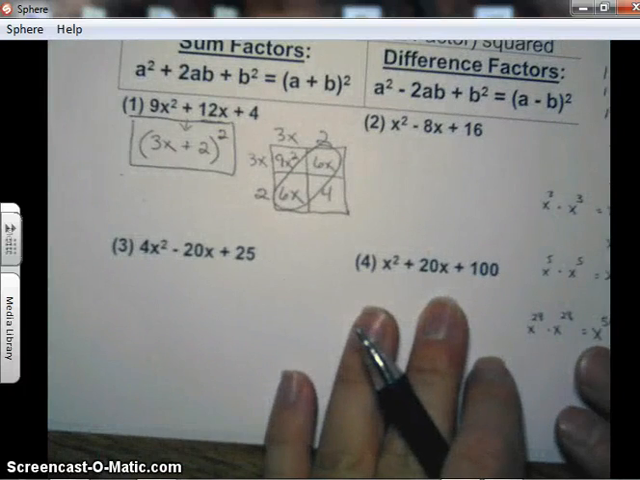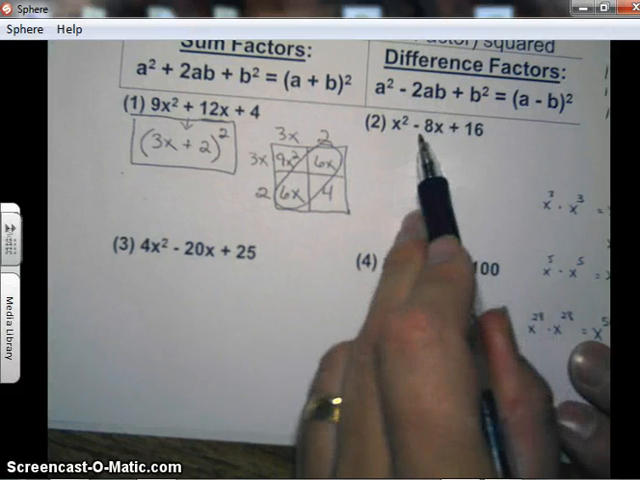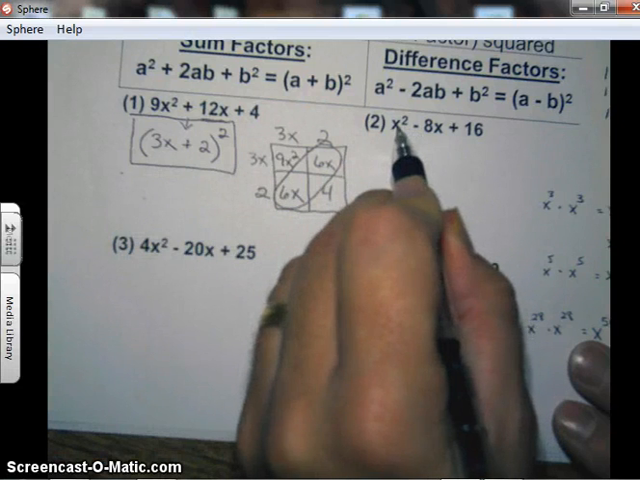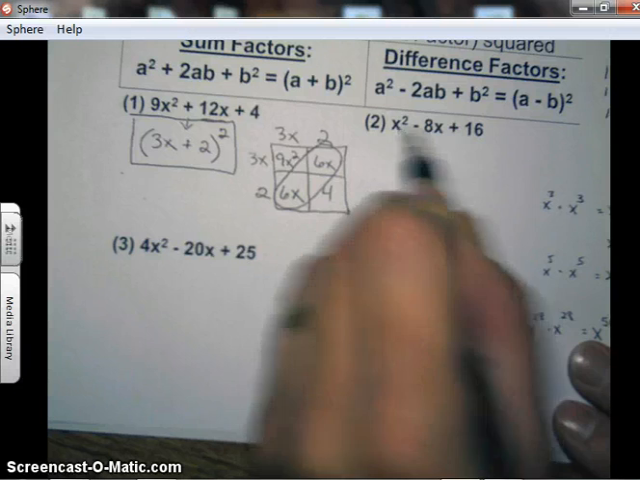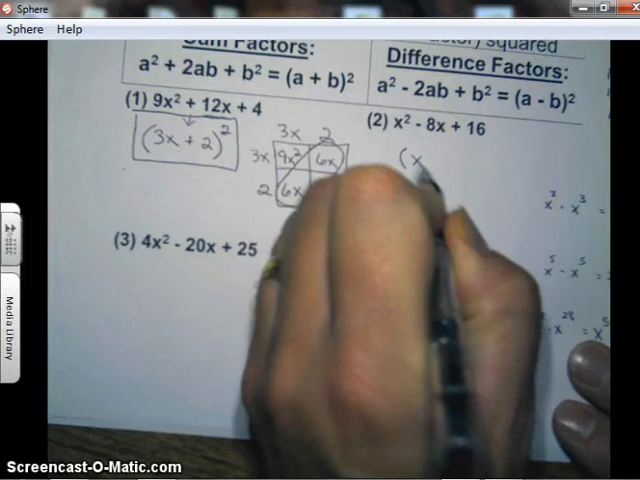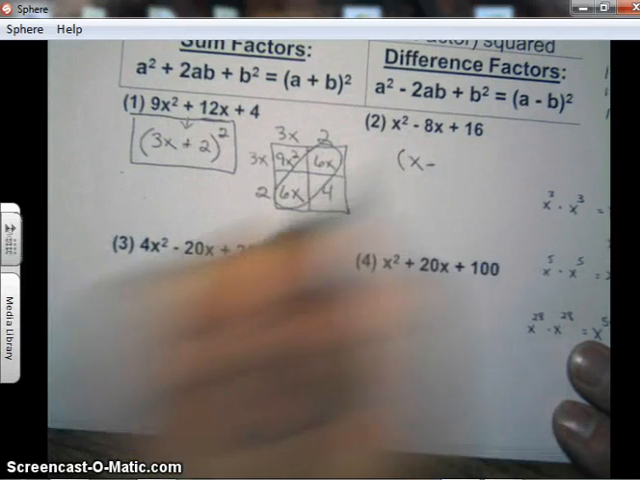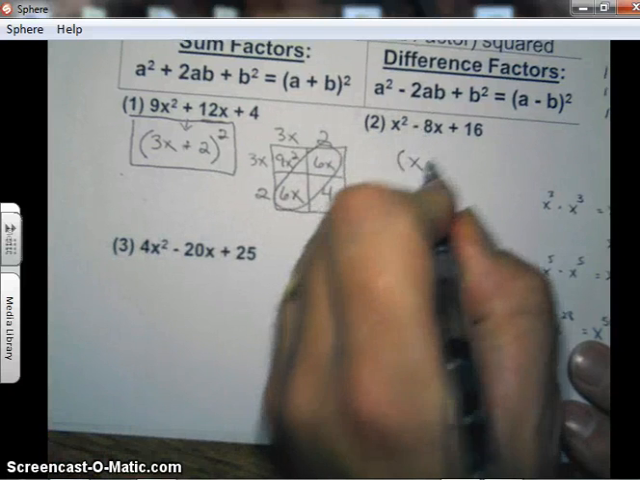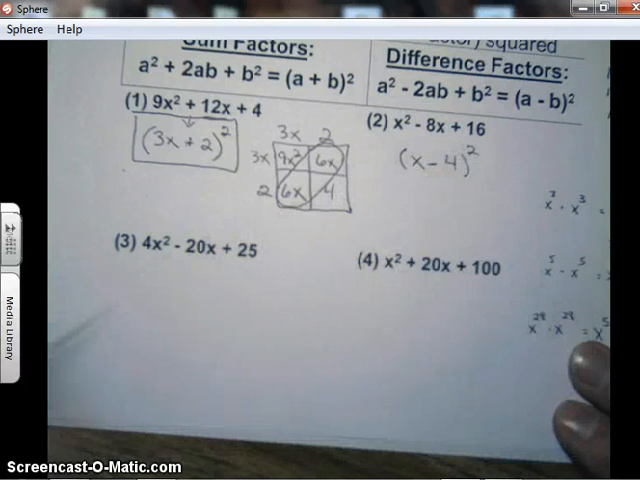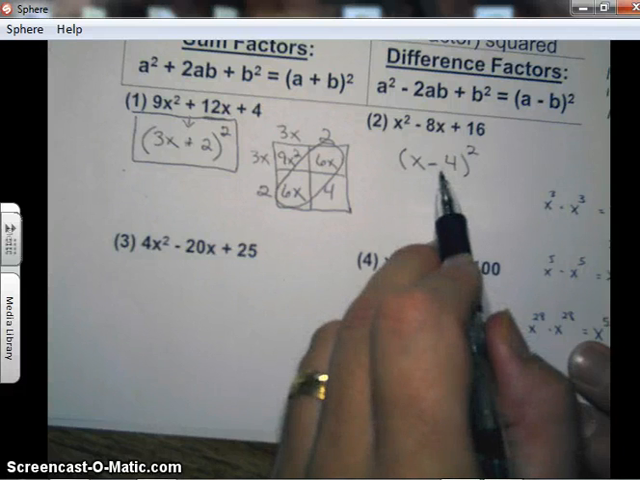So let's take a look at number 2. This time we have a subtraction in the middle. The first thing we notice is that the first term is a perfect square and the last term is a perfect square. So we would have x, and instead of using a plus, our middle term is minus, so I'm going to put a minus here. And then 4 times 4 is 16. So this would be x minus 4 times x minus 4.